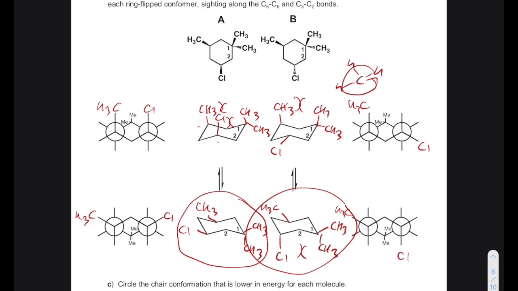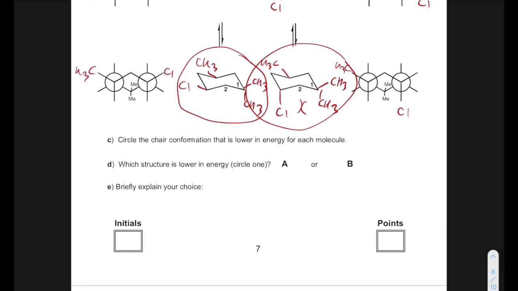Now, question D asks for which structure is lower in energy, A or B. Well, from the reasons I just said, these 1,3 diaxial interactions, A is going to be more stable, and it has no 1,3 diaxial interactions. Great.